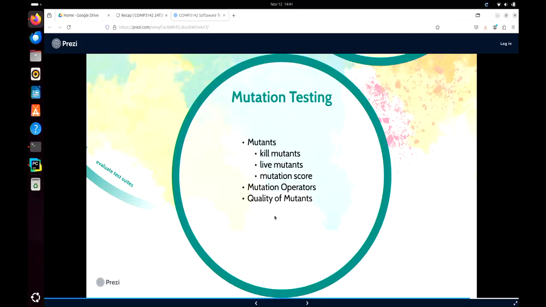Can you still remember the concept of killing a mutant? Yes, good. If the test suite behaves differently on the original program and the mutant, then this mutant is considered killed. Do you still remember the live mutants? Okay. Live mutants are those mutants which are not killed by any of the test cases in the test suite. And what about mutation score?